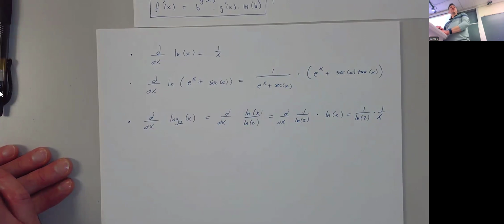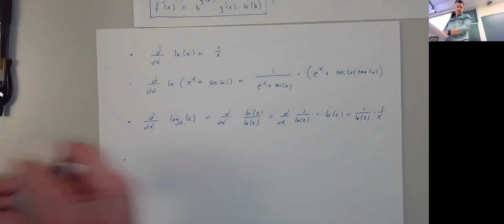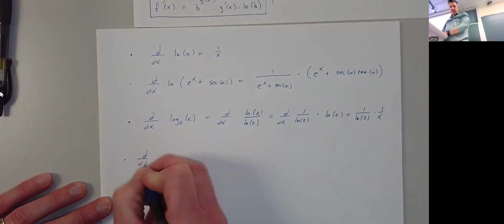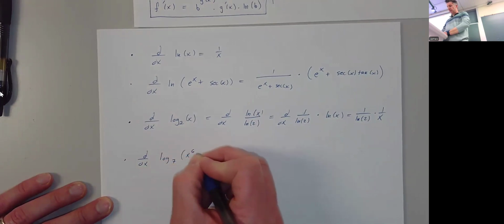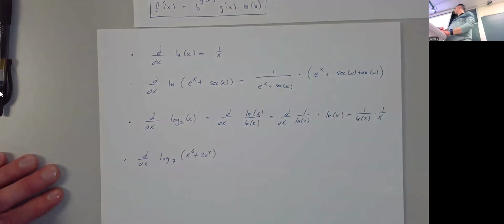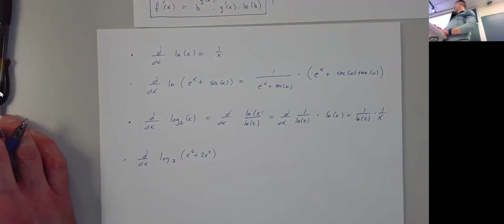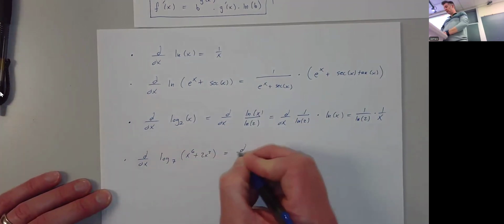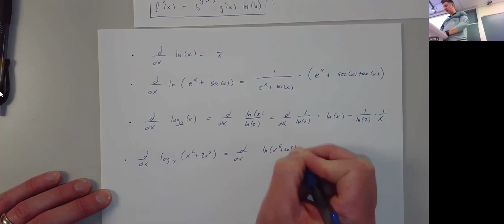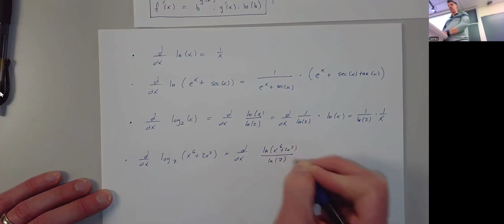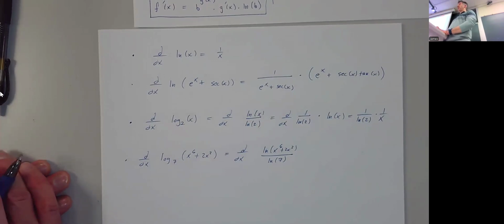And then if things get more complicated, like say we want to find the derivative of the log base 7 of x to the 6 plus 2x squared. Same idea. We don't really have to rewrite it, but we're going to. We're going to rewrite this as the derivative of the natural log of x to the 6 plus 2x squared divided by the natural log of 7. And again, I'll just state, dividing by the natural log of 7, you're really just multiplying by a constant.